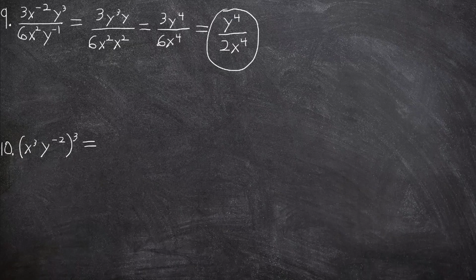Going to number 10 now, let's look at our x variable first, x cubed. We would multiply that exponent with the outside exponent, meaning it would come out as x to the 9th. And doing the same for y, it will be y to the negative 6. But we need to rewrite this as y has a negative exponent, meaning we would rewrite this as x to the 9th over y to the 6th. And this will be the final answer for number 10.